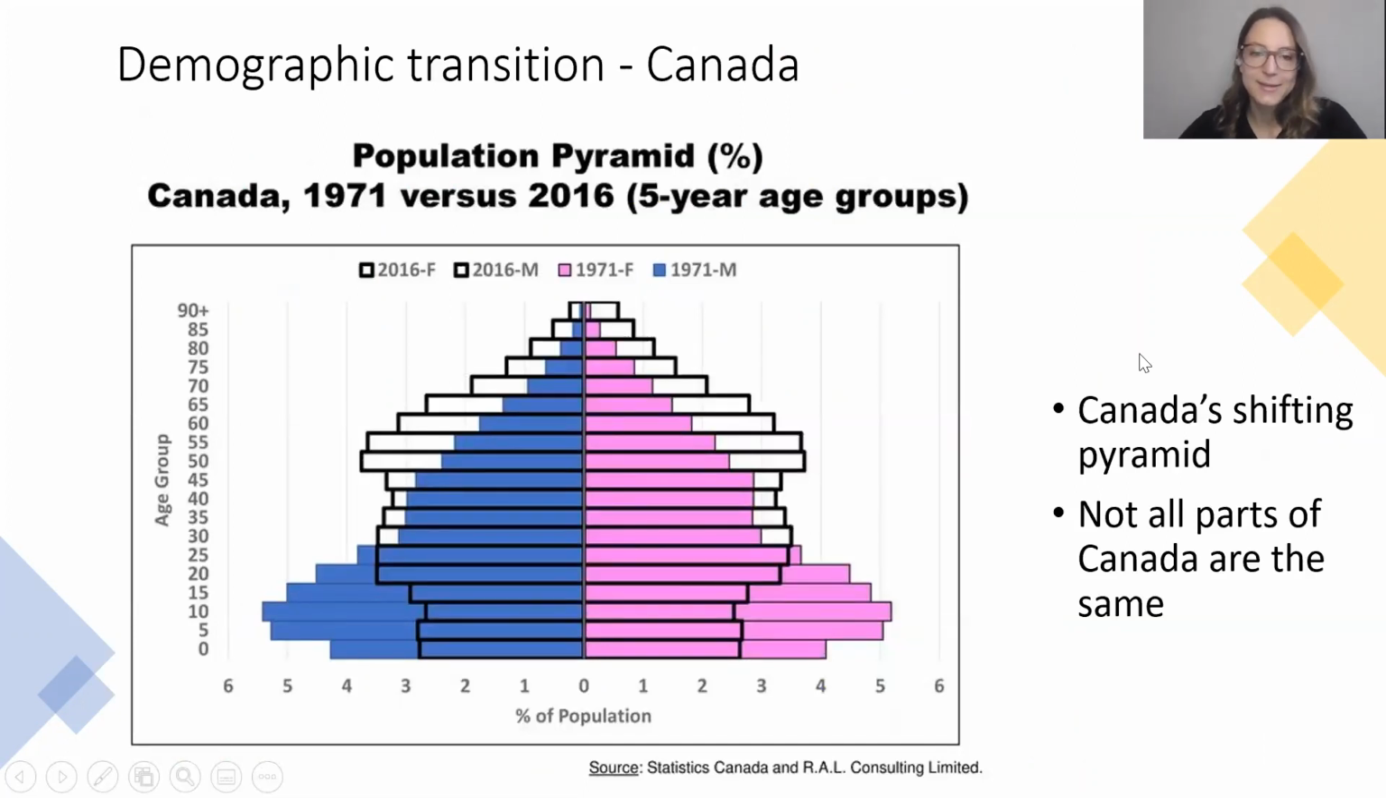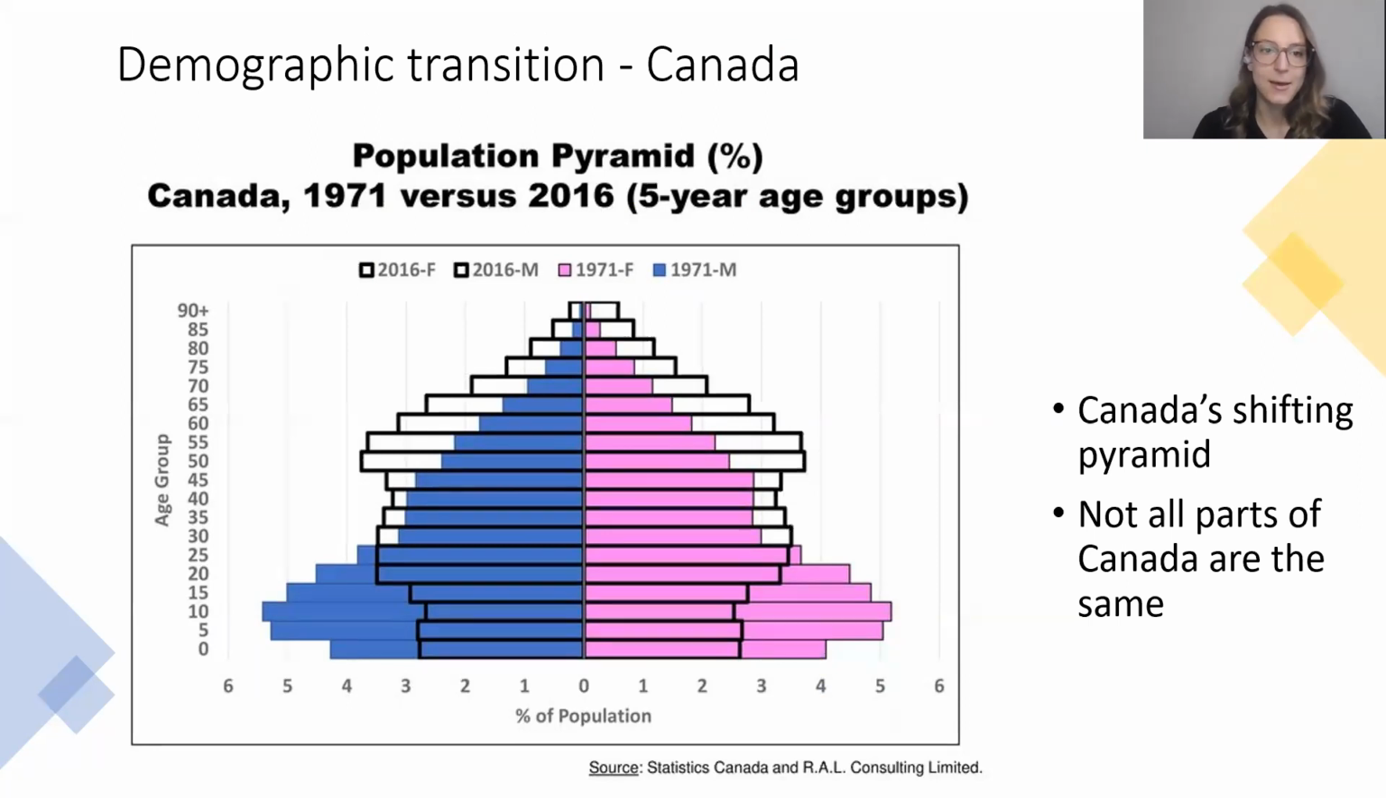Now, let's look at the demographic transition in Canada. So Canada's population pyramid is shifting. Granted, it's nowhere close to the rate that we just saw in China, so it's a much, much slower rate. But even so, it's worth noting some of the changes that have happened here.